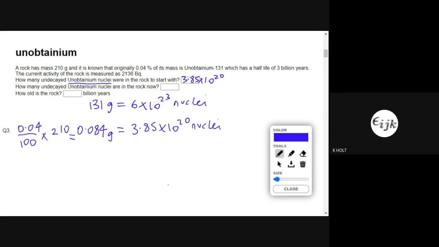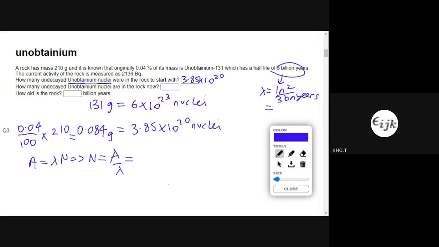How many are in the rock now? Well, we're going to get that from the activity. Using A equals lambda N, I can work out N is going to be A over lambda. The half-life is 3 billion years, so let's work out lambda from that. Lambda is going to be ln2 over 3 billion years. Make sure you put that into seconds.